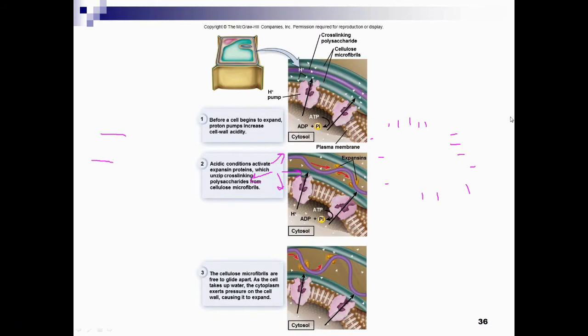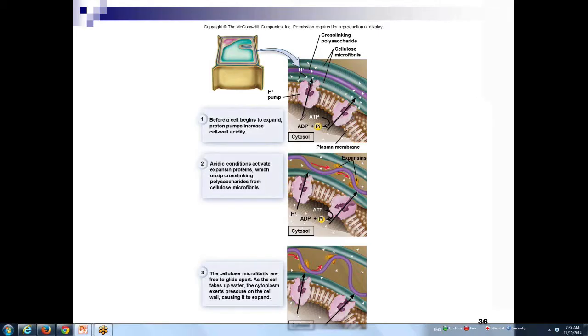So here is a more detailed picture of the action of expansins. Before a cell begins to expand, proton pumps increase cell wall acidity. So you've got this turgor pressure building up inside the cell, right? Cells filling up with water. This vacuole is getting really hard and large and pushing up against the cell wall. So then we'll start seeing proton pumps start kicking in. You'll start to see hydrogen ions pumping out here to the cell wall.